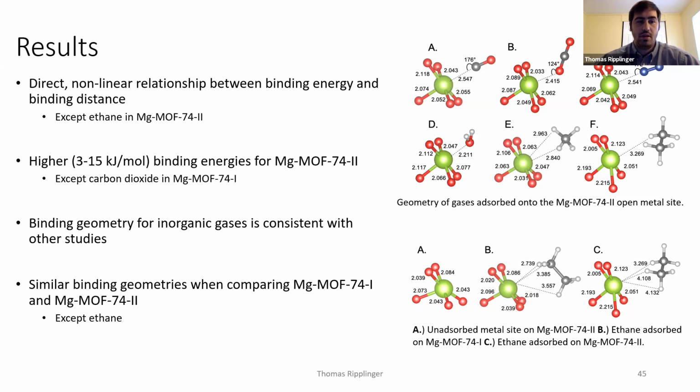And then the gases on the top row of the top figure are consistent with what has been reported earlier. So that's a good indication that our model is working well. If you look at the bottom figure, between B and C, the first is the smaller structure, MOF74-1, and the next structure is MOF74-2. You actually see that the ethane orientation has turned almost 90 degrees between the two different structures. Next slide.